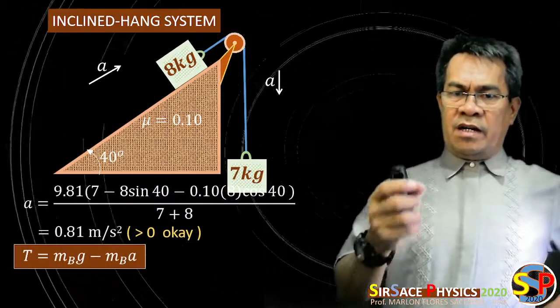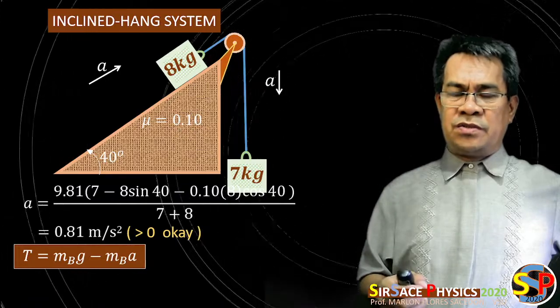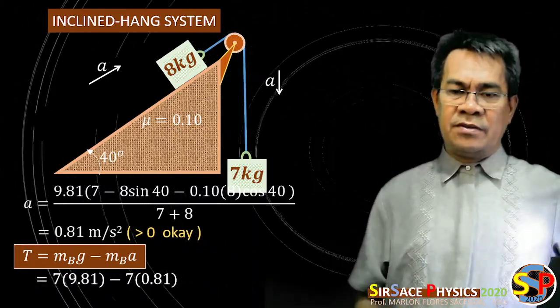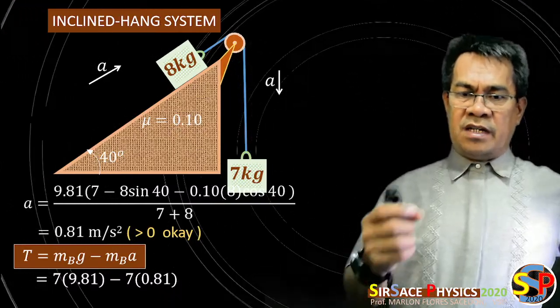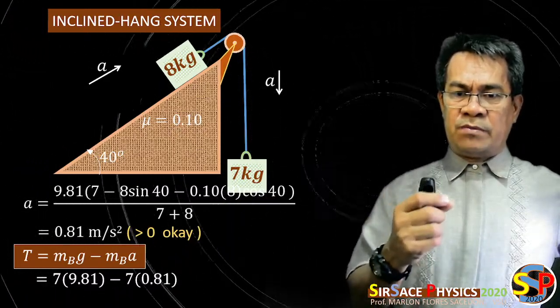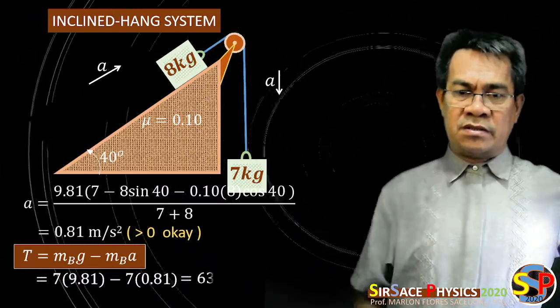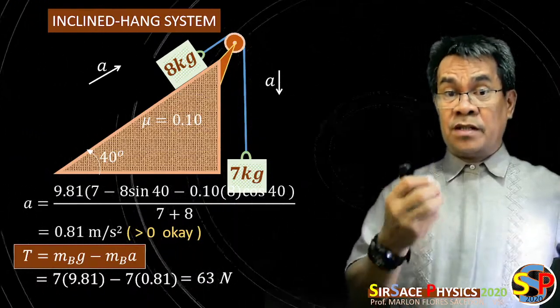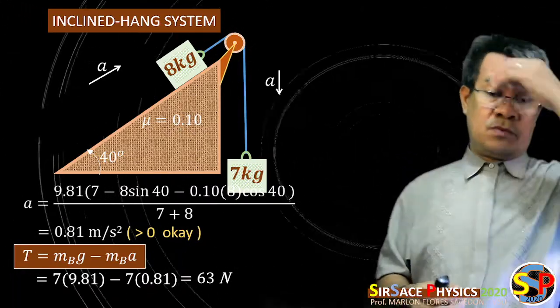Now suppose we want to calculate the tension, then we have to use the formula. Since we already have a, substitute the value. 7 times 9.81 minus 7 times 0.81, then the result is 63 newtons. That is the tension in the string or rope.